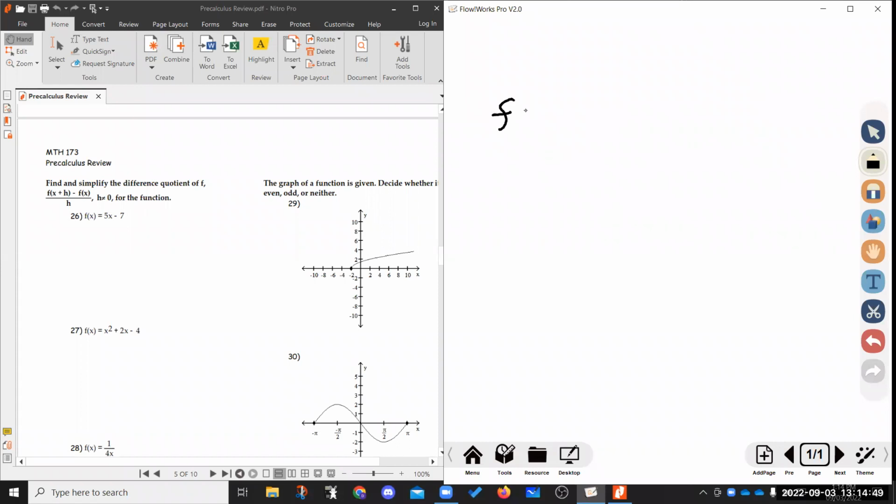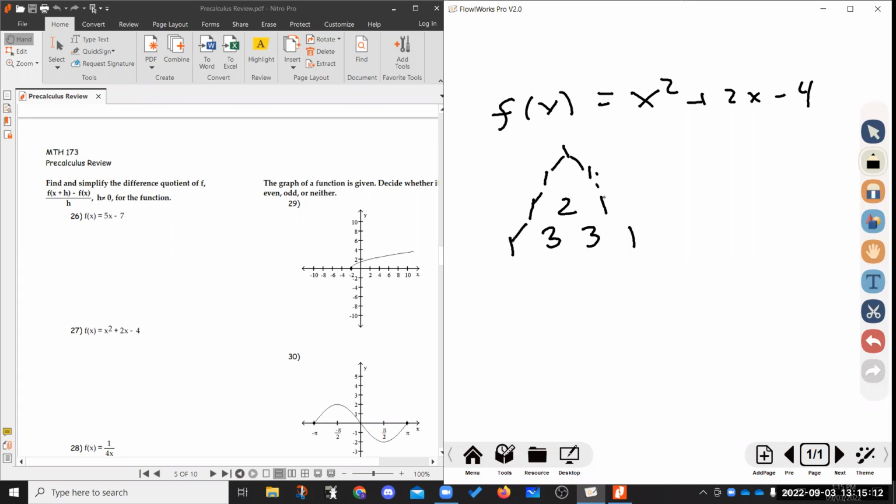For number 27, f of x is going to be quadratic now, x squared plus 2x minus 4. I'm going to stop and show you Pascal's triangle to deal with polynomials like this. Let's start with a 1 at the top, bring down the 1s. 1 plus 1 is 2. Down that 1, 1, 3, 3, 1. Each time I'm bringing down the 1s.